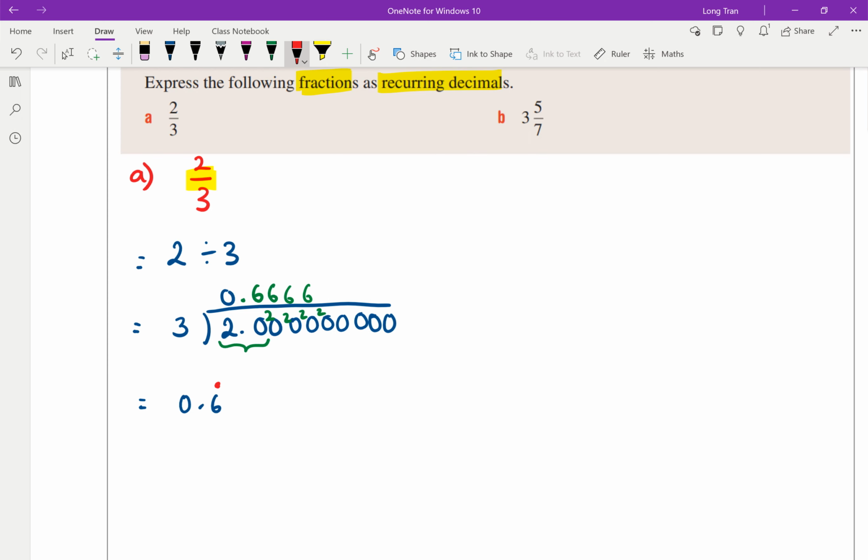It's vertical layout. That's what I want to see in your exercise books. I don't want to see horizontal. Has to be vertical. Okay, let's do the next one.